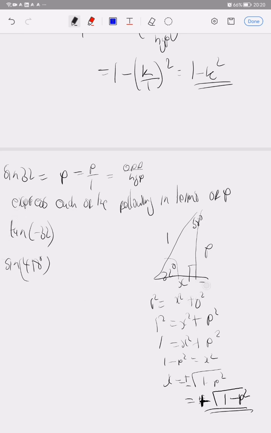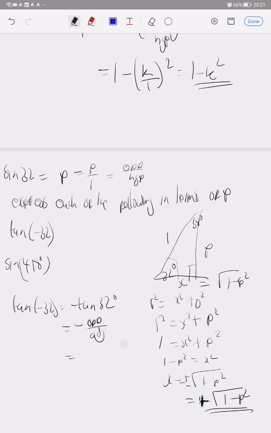Then remember, this is now 1 minus p squared, right? So what do we do now? We want tan of negative 32. Tan of a negative angle is just a negative tan of 32. But remember, what is tan? It is opposite over adjacent.